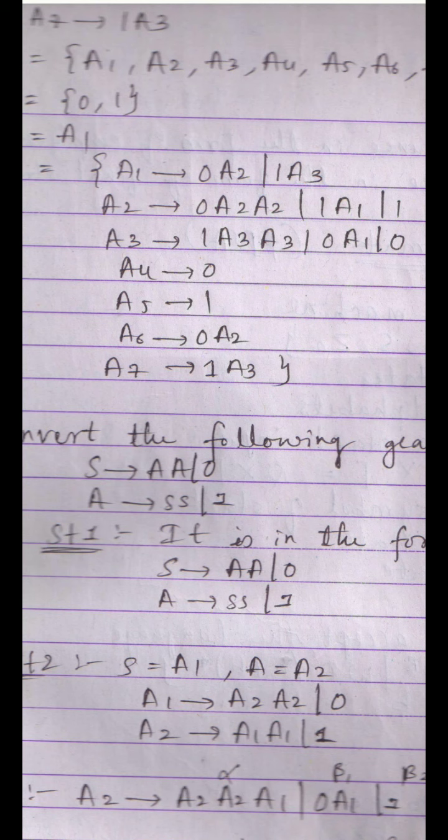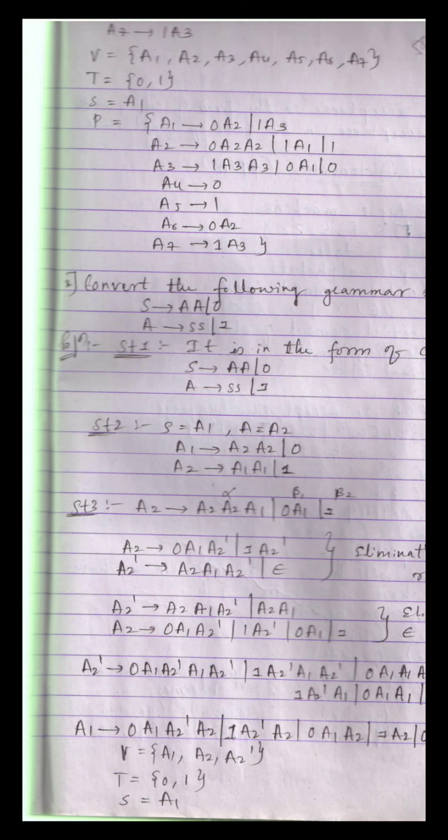Okay, this is one type of problem. Next type: see the grammar again. Second problem, S implies AA or 0, A implies SS or 1. Here it is already in CNF form, so there is no need for conversion. Directly you move to the second step, renaming. S is replaced by A1, A is replaced by A2, giving A1 implies A2 A2 or 0, A2 implies A1 A1 or 1.